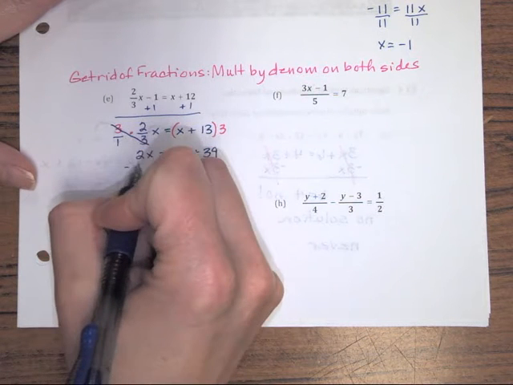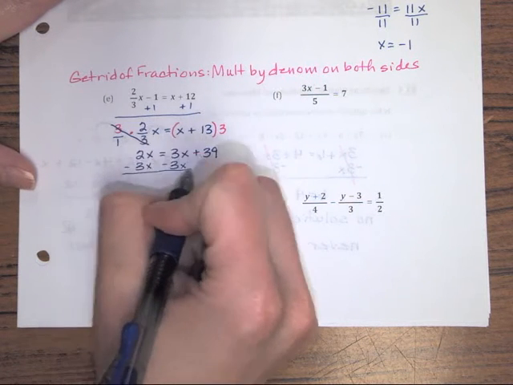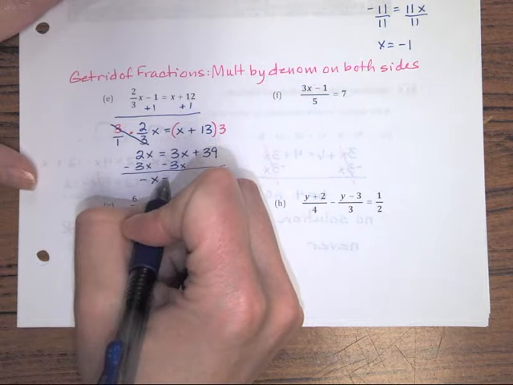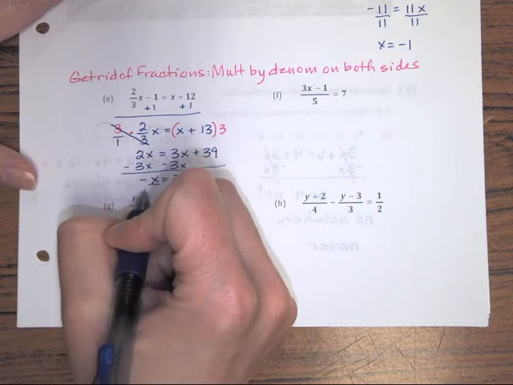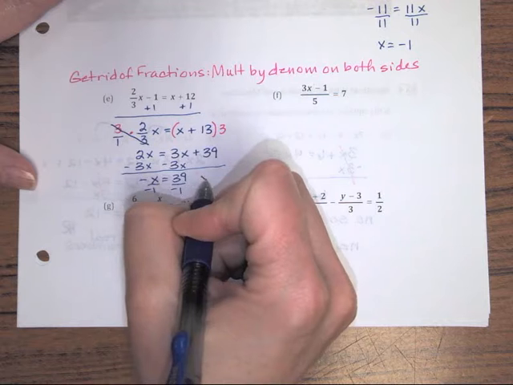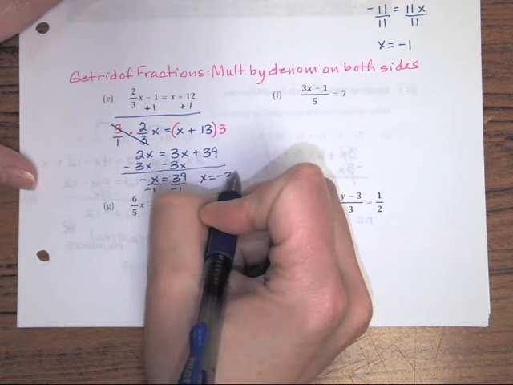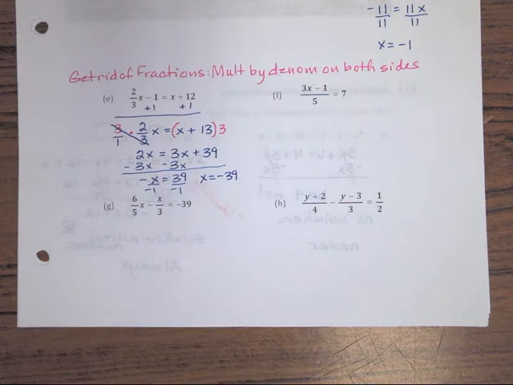Subtract 3x on both sides. When I do that, I have negative x equals 39. Divide both sides by -1, and I have x equals negative 39. All right? So let's go ahead and do example F.